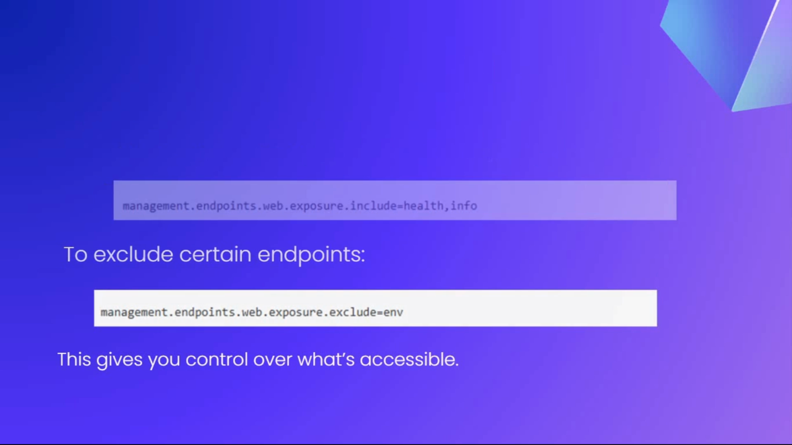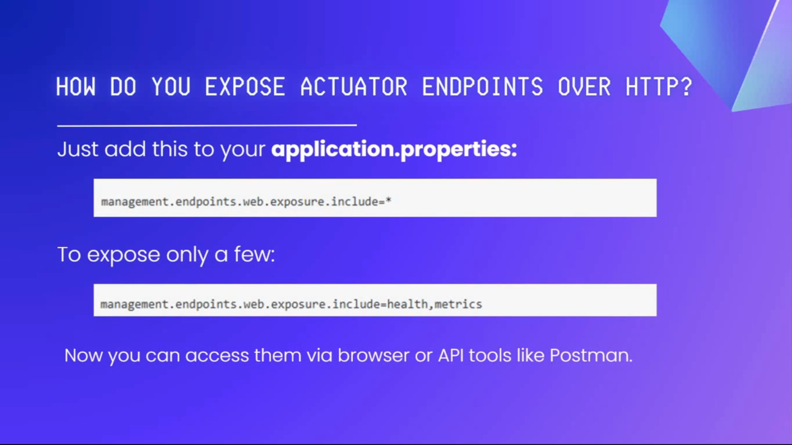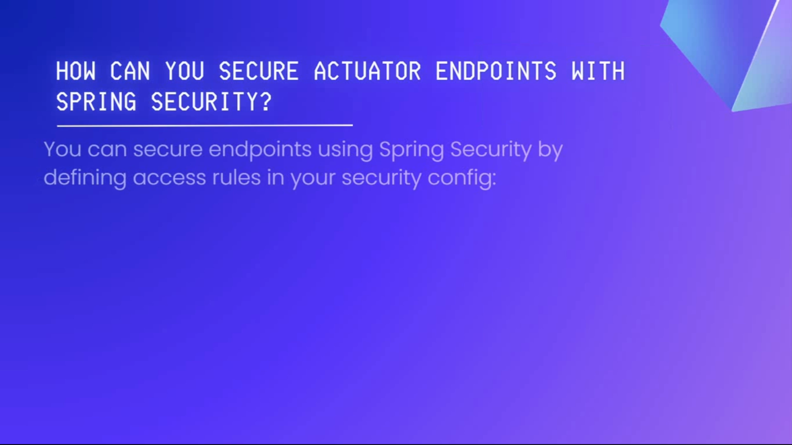To expose Actuator endpoints over HTTP, use this property in your application properties file: management.endpoints.web.exposure.include=health,info,metrics. This lets you choose which endpoints are accessible through HTTP. By default, only a few endpoints are exposed for security. Have a look at the code.